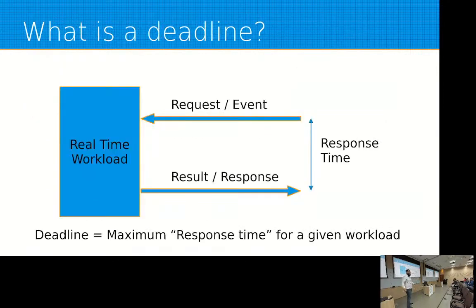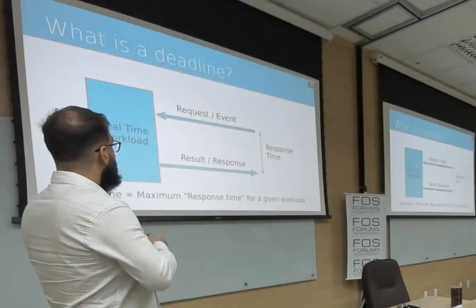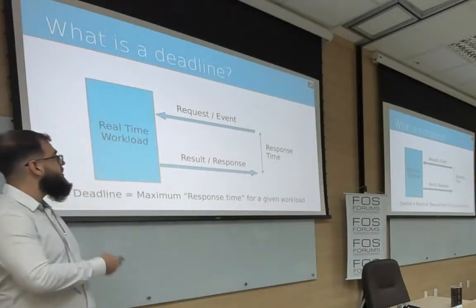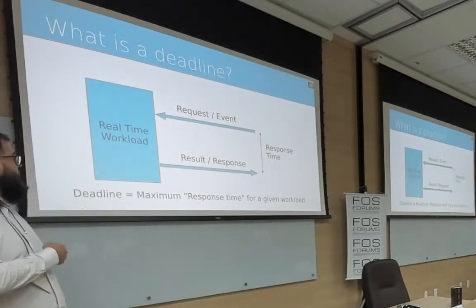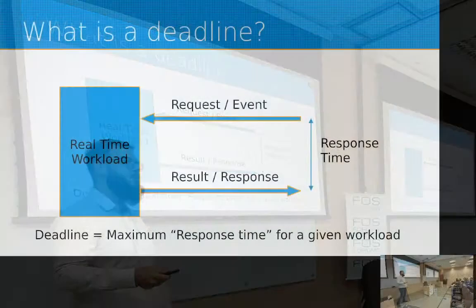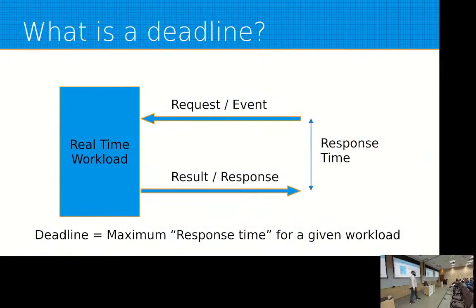Just to make sure everybody understands, a deadline in real-time workloads is like this. You receive this request, this event, you do the workload and have a result or response, and this response time cannot surpass a deadline, a maximum value of time. That will depend on the workload. There are workloads where this is a few milliseconds, and there are workloads where it means nanoseconds or microseconds. So it will largely depend on the workload.